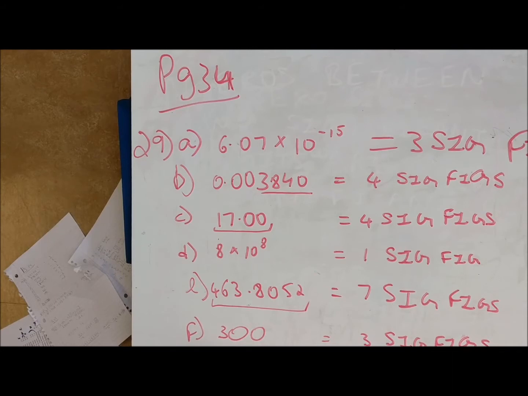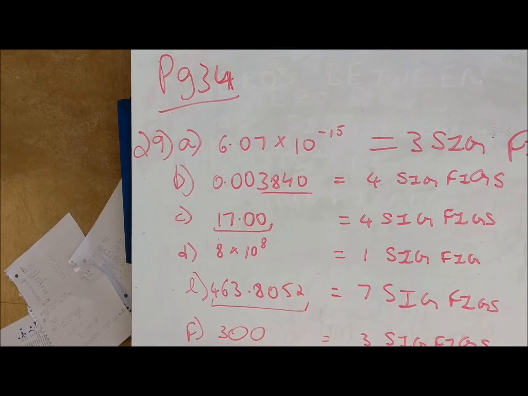And C has 17.00. So there are zeros to the right of the decimal, and there is no other significant figure after them, which means that the zeros are going to count, which makes this problem 4 sig figs. 29D, we have 8 times 10 to the 8th, which means you ignore the 10 to the 8th, and you're left with 8, which is just 1 sig fig.